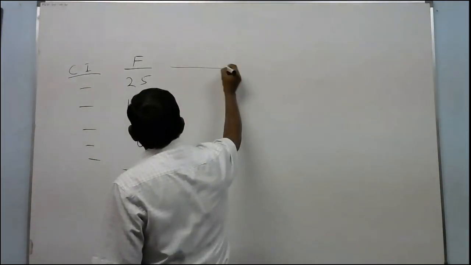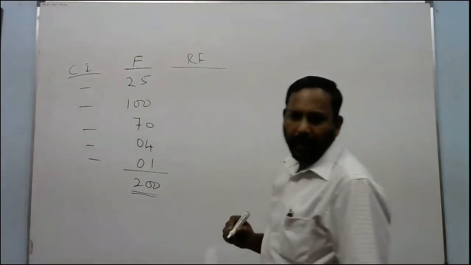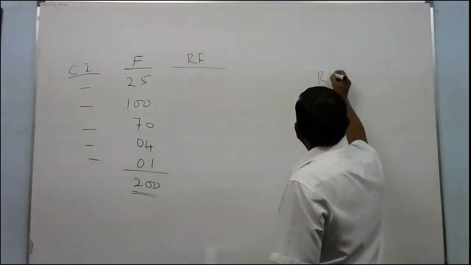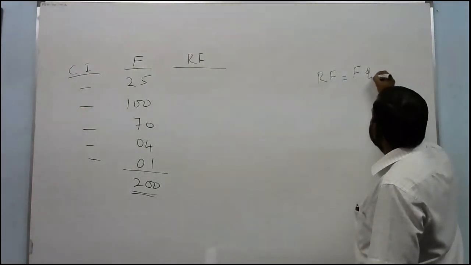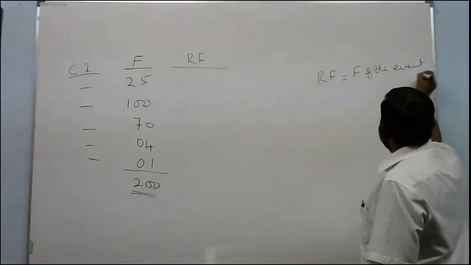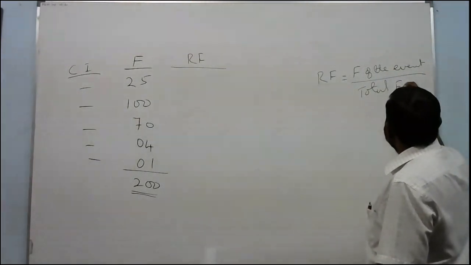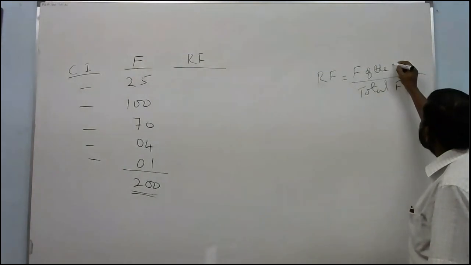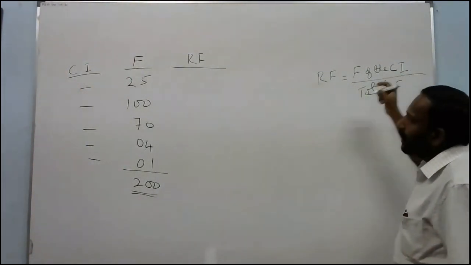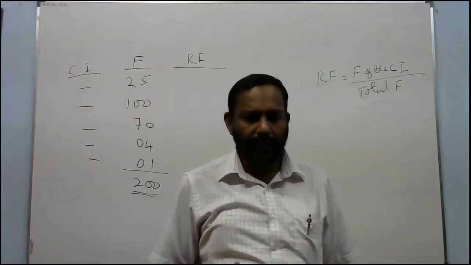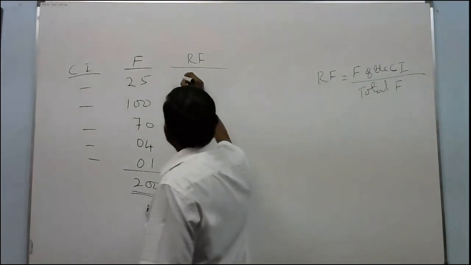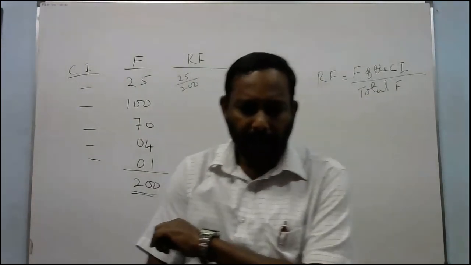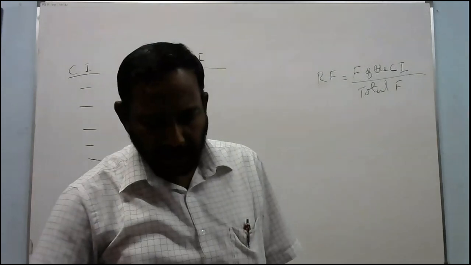Now, the next category is called relative frequency. What do you mean by relative frequency? Relative frequency is actually the frequency of the event divided by the total frequency. The frequency of that event, or rather we can call it the frequency of the class interval. I will put it as Ci to indicate the class interval. Frequency of that class interval divided by the total frequency. For example, in this case, 25 divided by 200. Right? We can give it in terms of percentage, or we can give it in terms of decimal points.